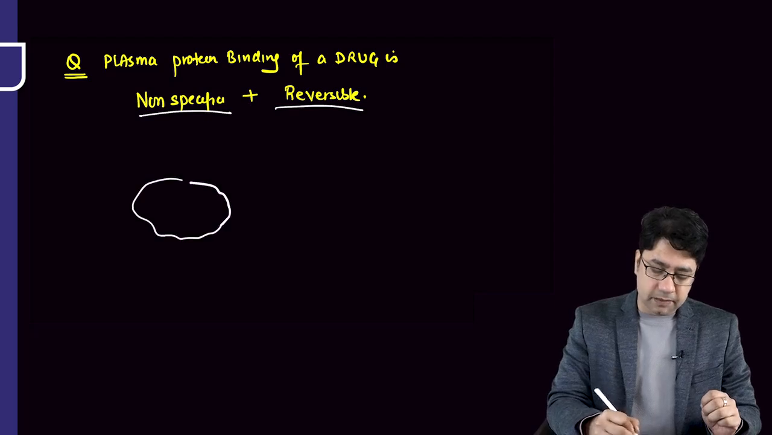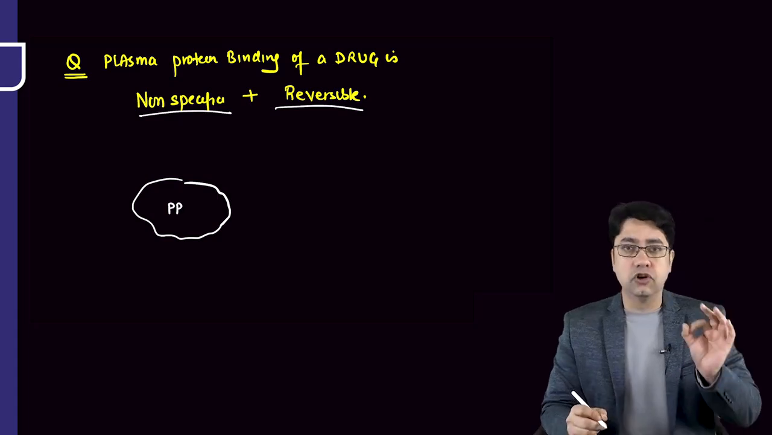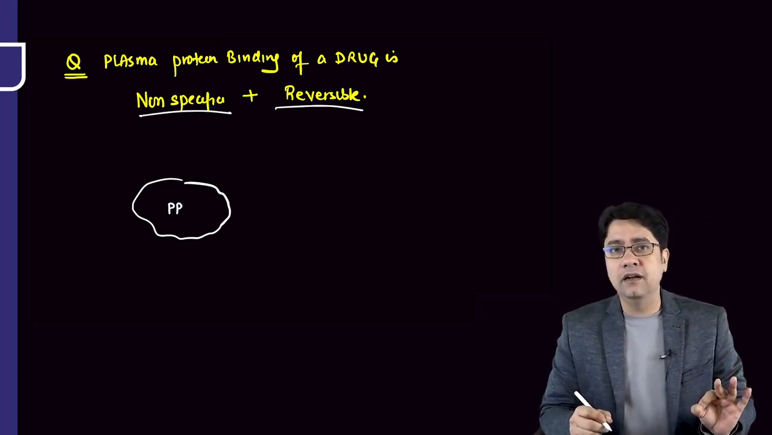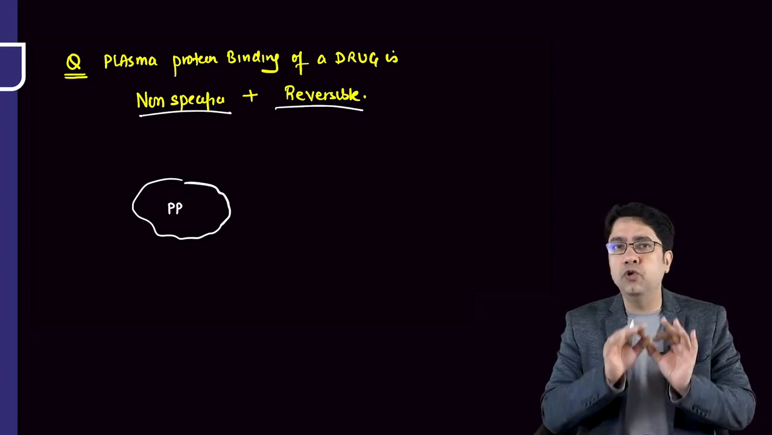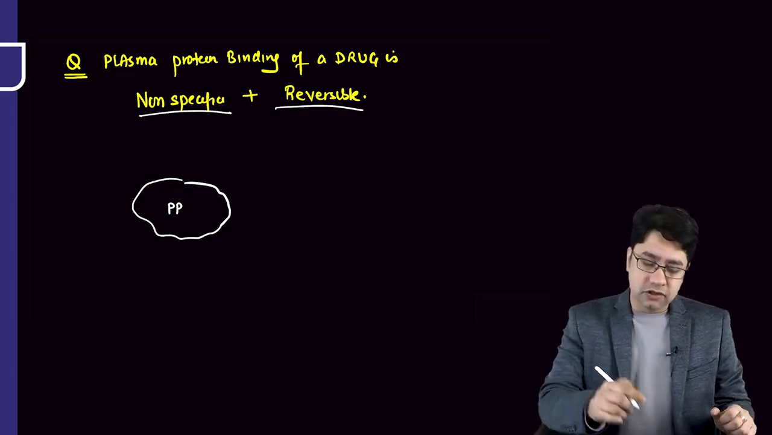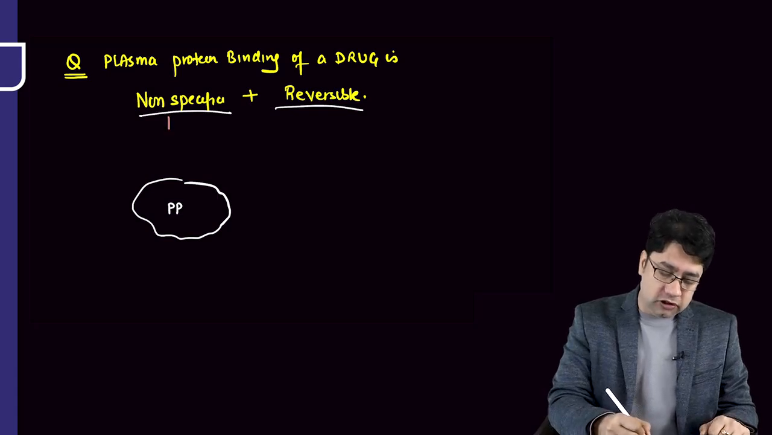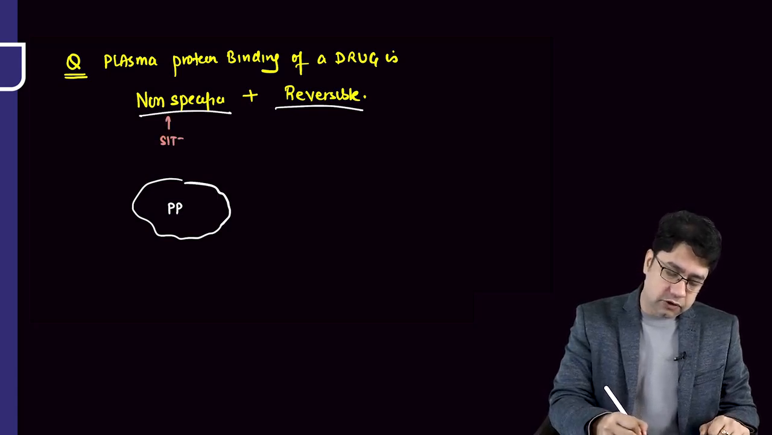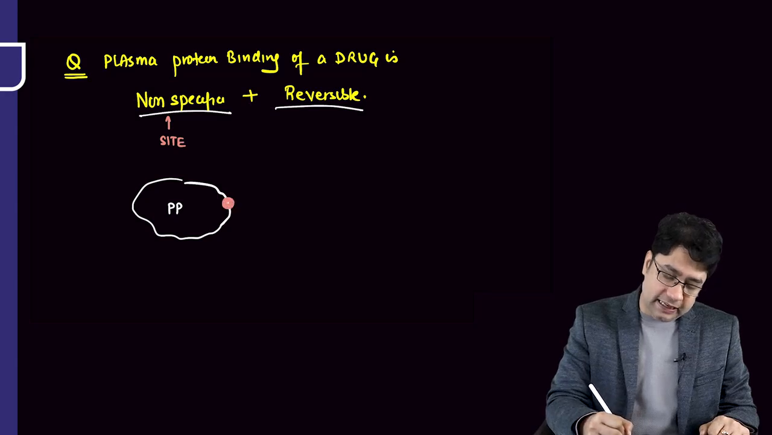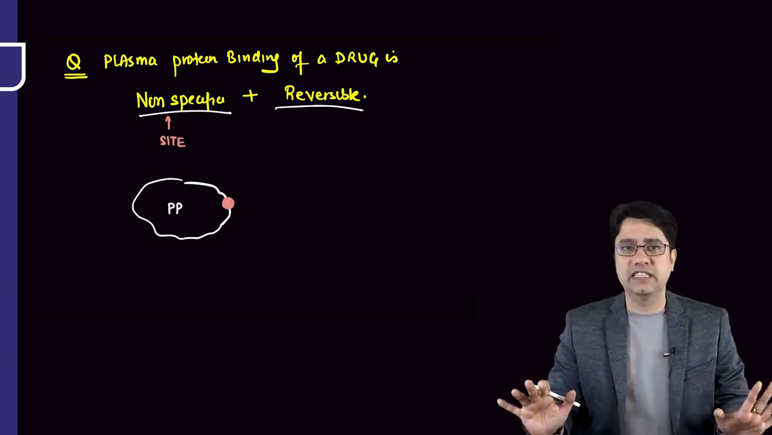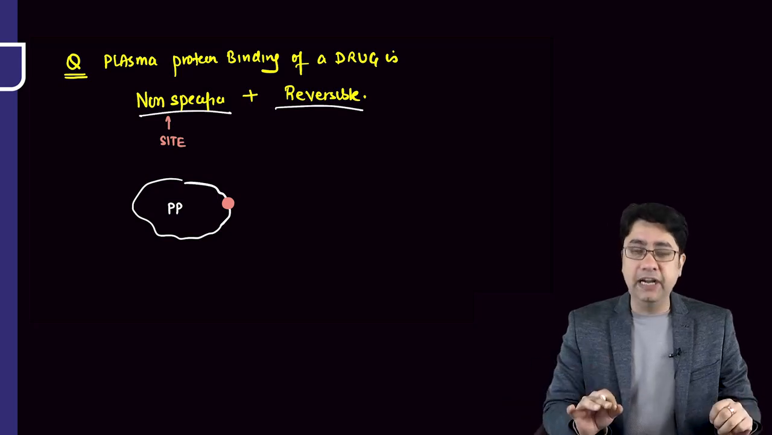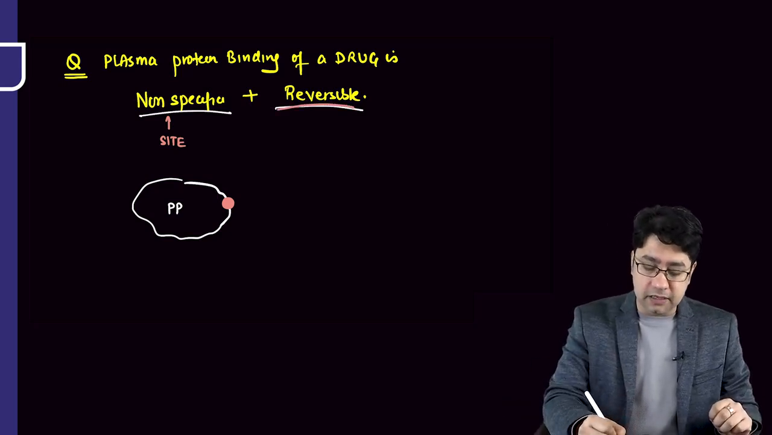Suppose this is a plasma protein, albumin or any other plasma protein. So where does a drug bind? Remember, drug can bind to any site. So the site is non-specific. So drug can attach to any site. There is no specific site. And the binding of a drug is reversible.